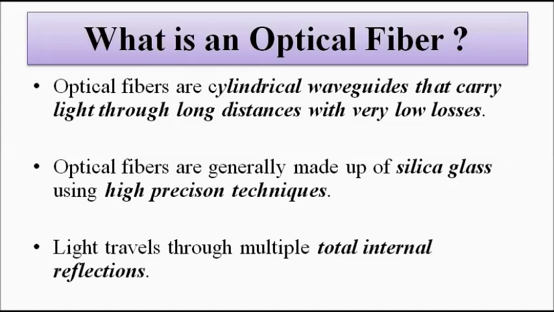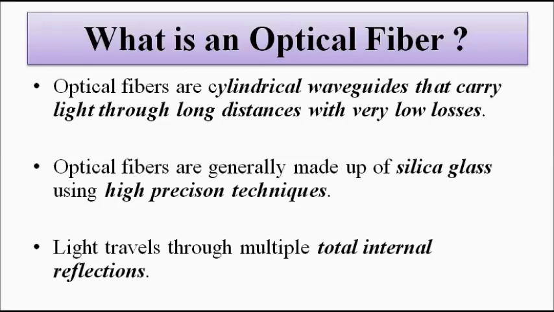So optical fibers are basically cylindrical waveguides that carry light through long distances and with very low losses. They are generally made up of silica glass with high precision techniques, and the phenomenon through which light travels within the optical fiber is called total internal reflection. That is, when light strikes the interface of the optical fiber at an angle greater than the critical angle, it returns back into the same medium.